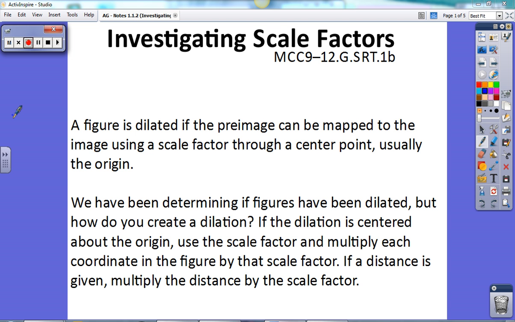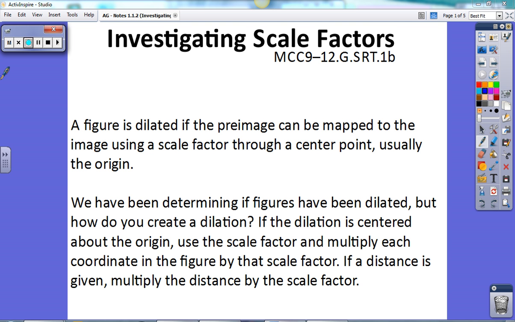We've talked about dilations in the previous lesson, and in this lesson we're going to look at using our scale factor to not only determine whether a figure has been dilated, but to actually create a dilation. So we've talked about what the definition of a dilation is, and we use a scale factor through a center point, and that's typically the origin, and that's going to be the case today.